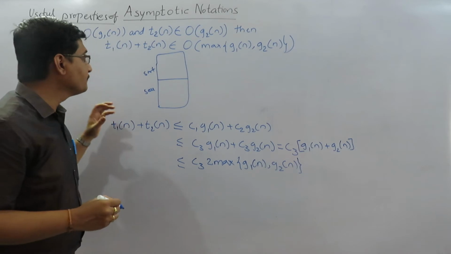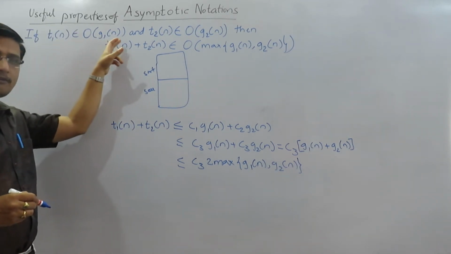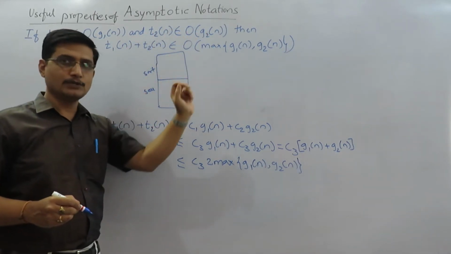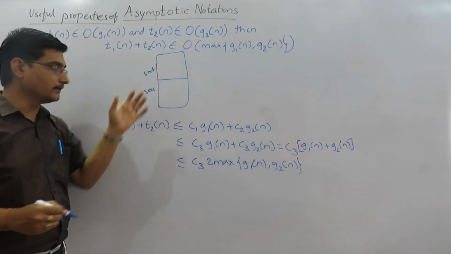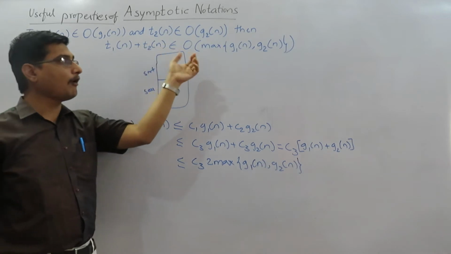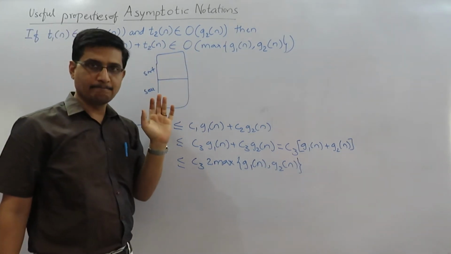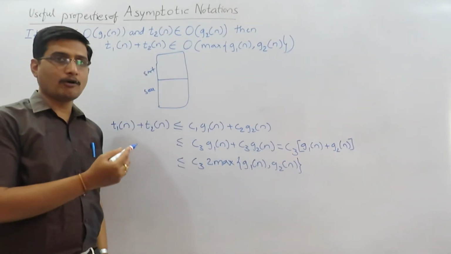In such a case, if T1 of n belongs to big O of G1 of n and T2 of n belongs to big O of G2 of n, then T1 of n plus T2 of n, the whole complexity of the complete algorithm, belongs to big O of maximum of either G1 of n or G2 of n. This is what the theorem is telling. It is a very obvious thing.